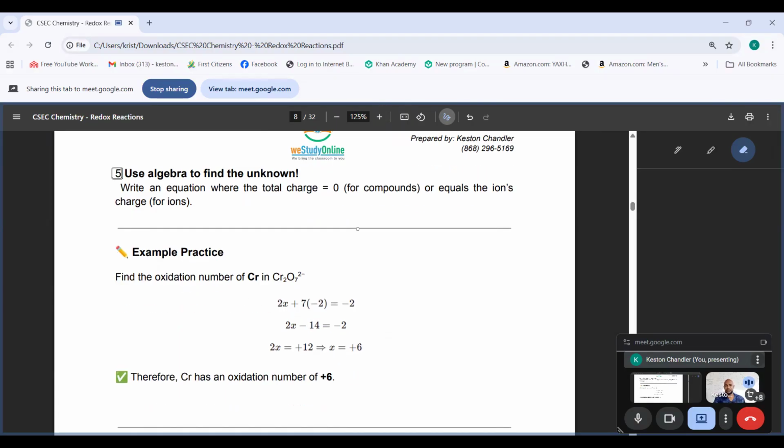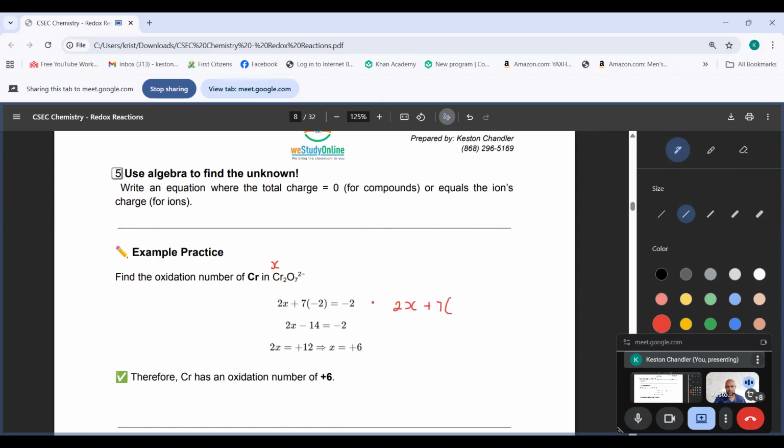We will represent the chromium as X. Now, there's 2 of them, so we'll have to put 2X. There's 7 O's, and O's carry a -2 oxidation number. The overall oxidation number on this polyatomic ion is -2. So we will put it equal to the charge of the ion, not 0. And then we will solve for X.